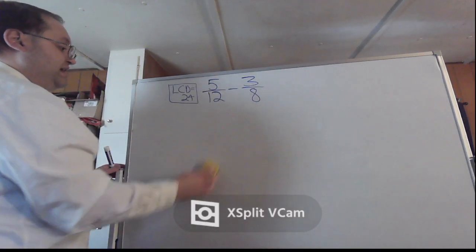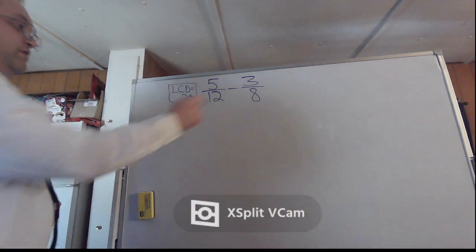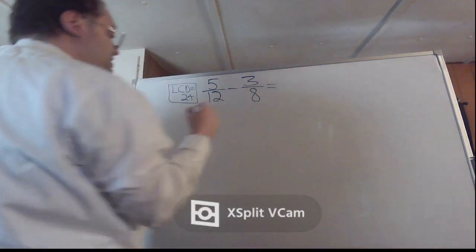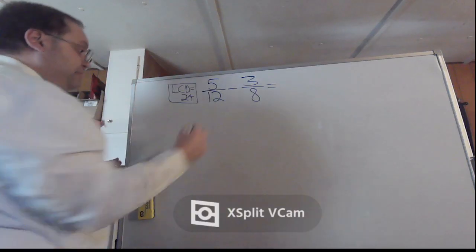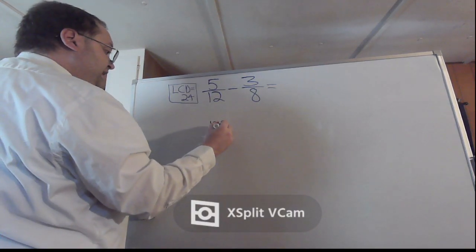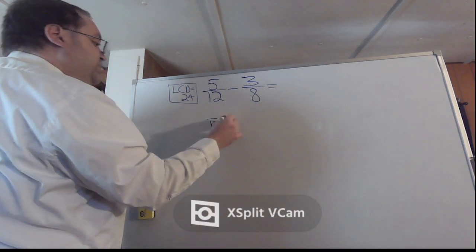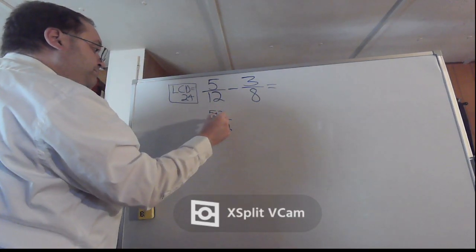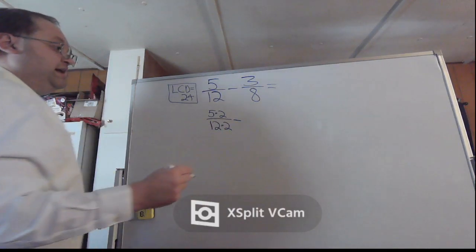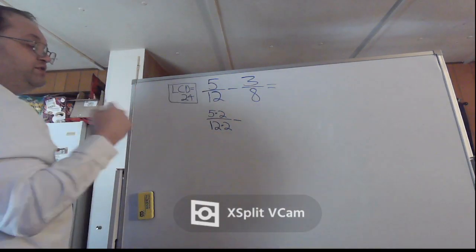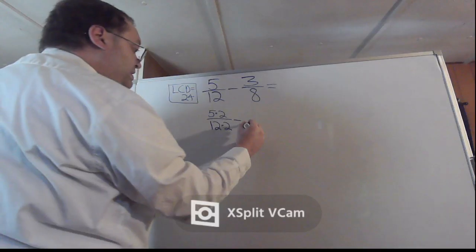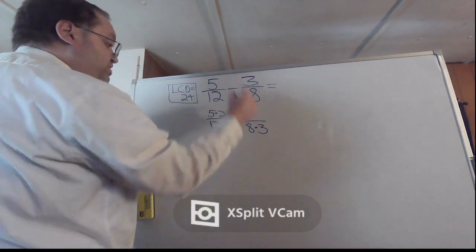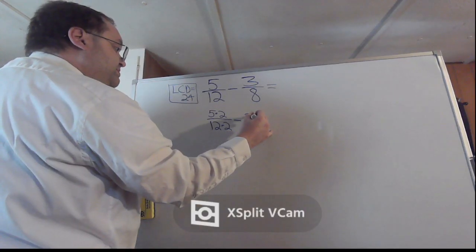Now that you found your least common denominator, you need to convert the denominator into it. So, how do we convert 12 into 24? You multiply by 2. So the first denominator will be 12 times 2, but you have to do it to the numerator also. So you have 5 times 2 in the numerator. Minus, now we have to deal with the 3/8. How do you convert 8 into 24? You multiply it by 3. So you have 8 times 3 as your denominator, which means you have to do it to the numerator. You have 3 times 3.